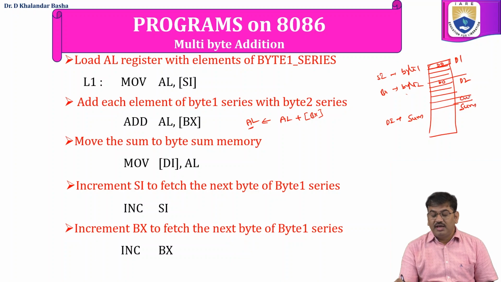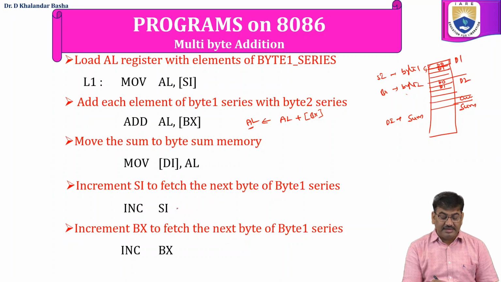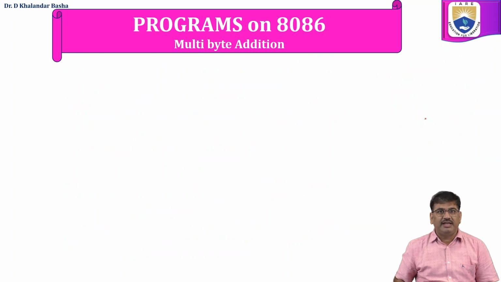Now we want to go for the second byte, that is byte 1 of the first data with byte 1 of the second data. So here we have to advance the address. For that we go for incrementing the address in the SI register by using INC SI. The purpose is to fetch the second data, so we have to point to the next memory location in the SI register. Similarly, INC BX. This is for fetching the next byte of the byte 1 series. Similarly, we have to place the result into the next memory location. To advance to the next memory location, we will increment the DI also.